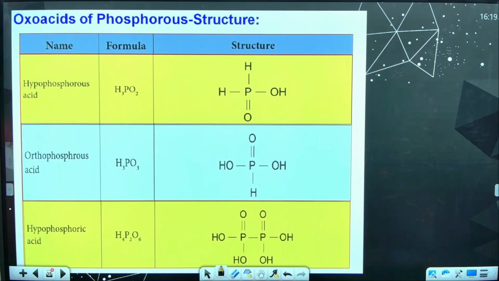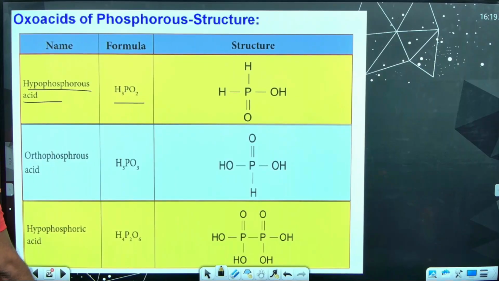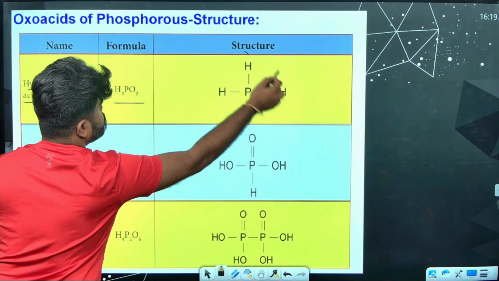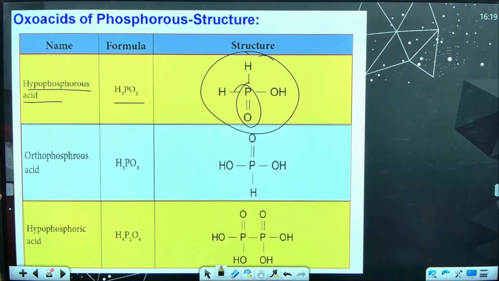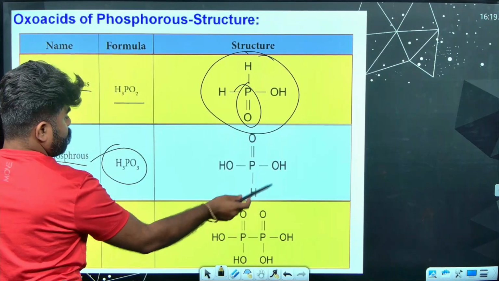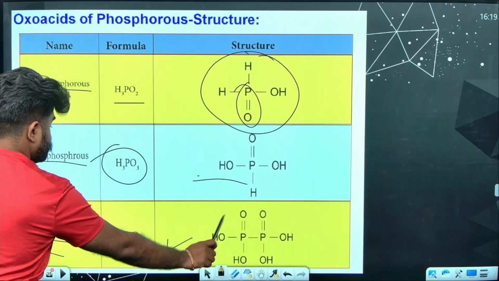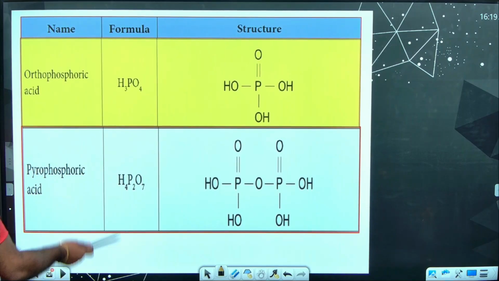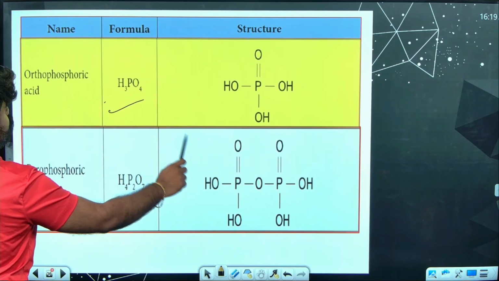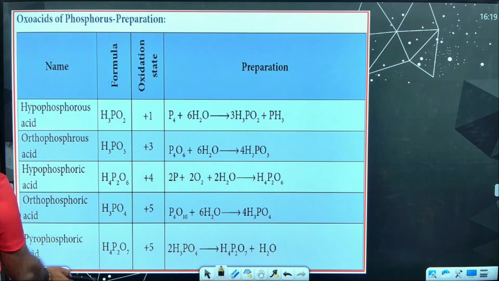Now you can see the other oxoacids of phosphorus. One is hypophosphorus acid, which is H3PO2, and this is the structure. Here you can see phosphorus has a double bond with this oxygen. Next is orthophosphorous acid, that is H3PO3, and this is its structure. Then hypophosphoric acid, H4P2O6, its structure. Then orthophosphoric acid H3PO4, its structure. Pyrophosphoric acid, which is H4P2O7, and its structure.